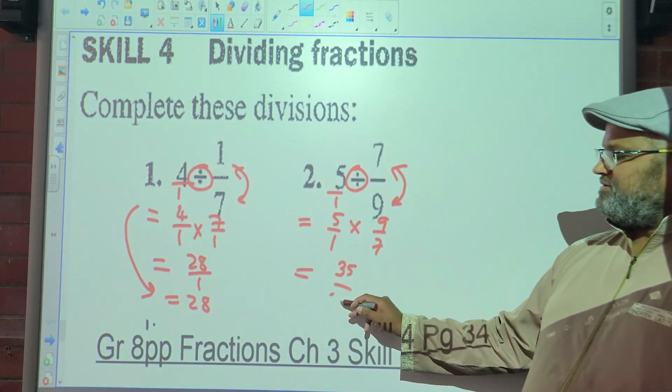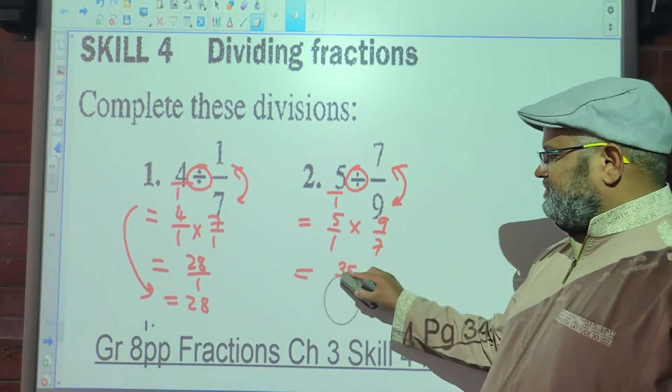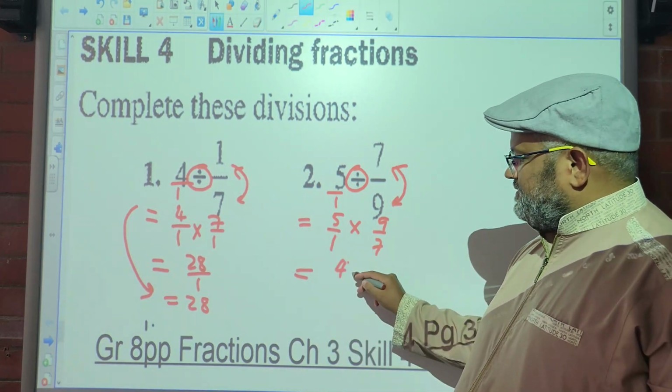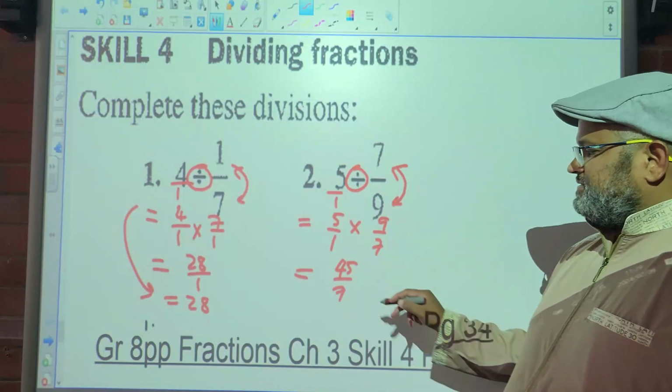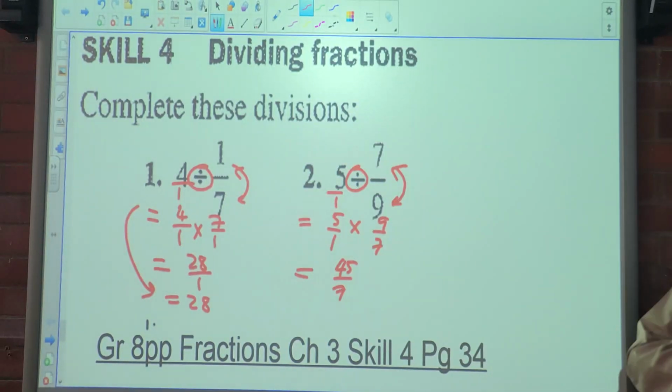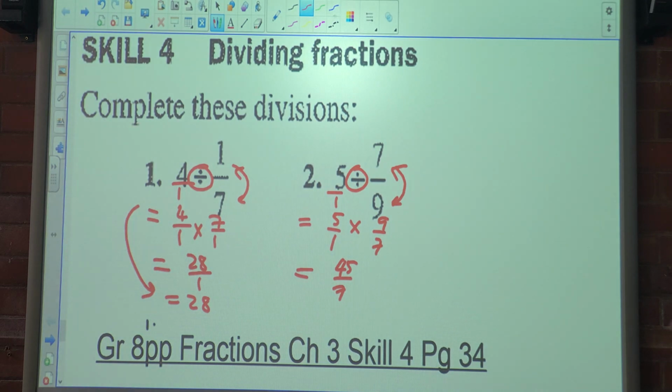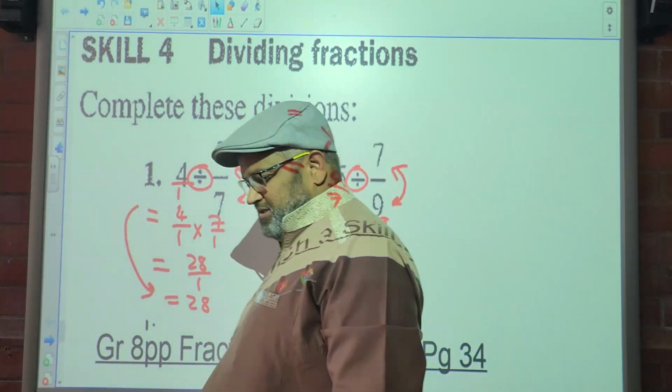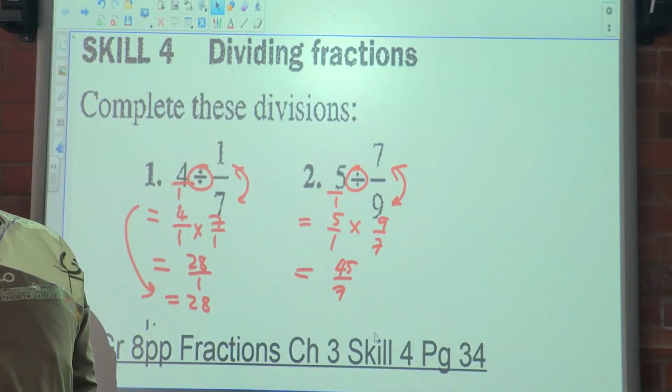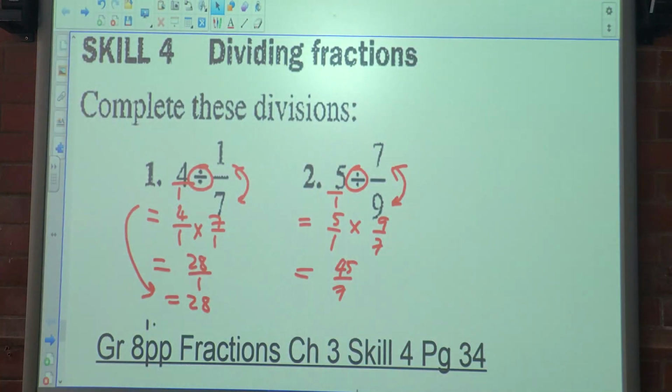45. And 1 times 7 is? You can write it as 6 and 3 over 7 if you like. Okay? But otherwise that is suffice. Is there any confusion? No?